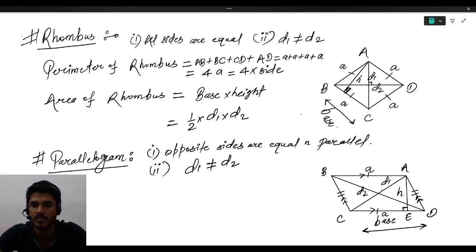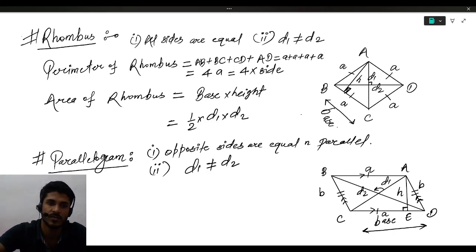Okay, yeah, here you can see that the angle is not 90 degrees, but in the rhombus case the diagonals were bisecting each other at 90 degrees. Got it? Yeah, so this is a parallelogram, and let's suppose the length AD is small b, so side BC will also be small b because opposite sides are equal and parallel.